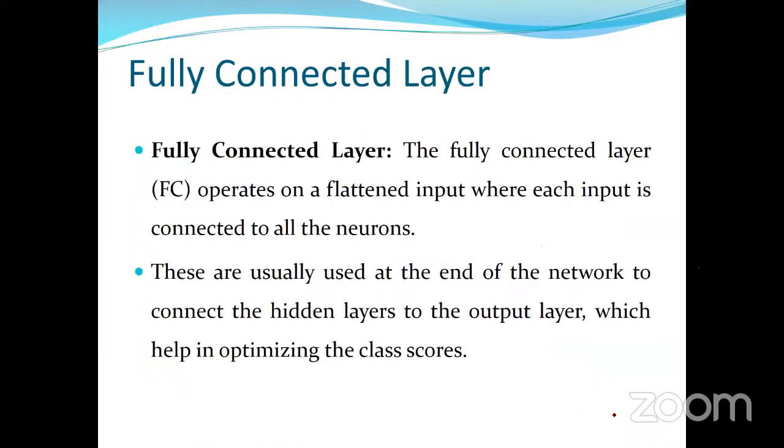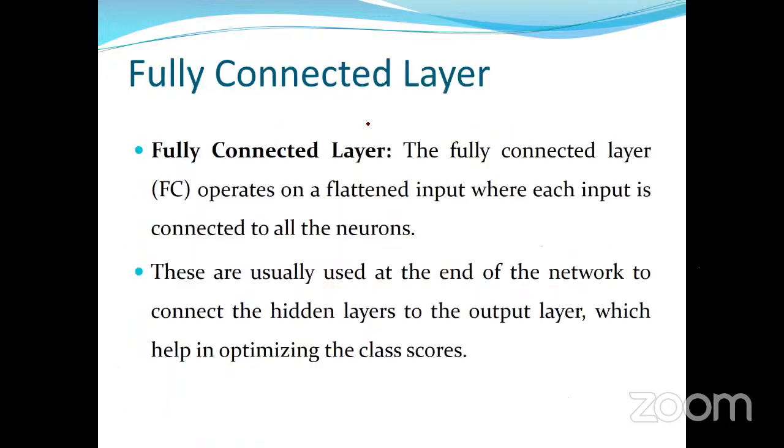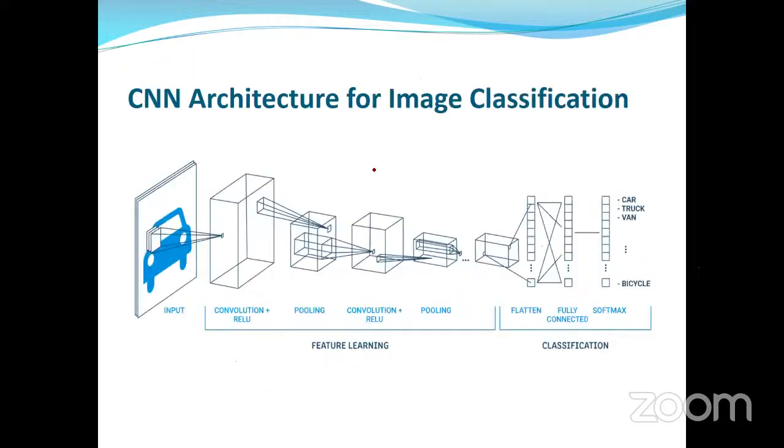And the fully connected layer operates on a flattened output. So we have a flattened input out of the pooling layer. It operates on the flattened input, and so it is connected with all neurons. As usual, the neural network has layers and it's all connected with the neurons. And so it's actually optimizing the class scores. So this is how CNN architecture is for image classification.